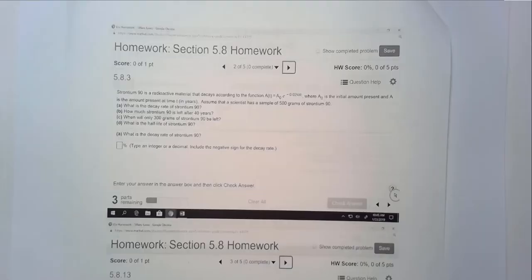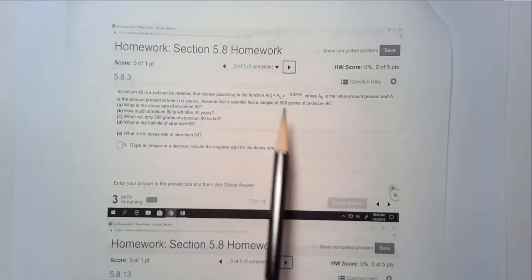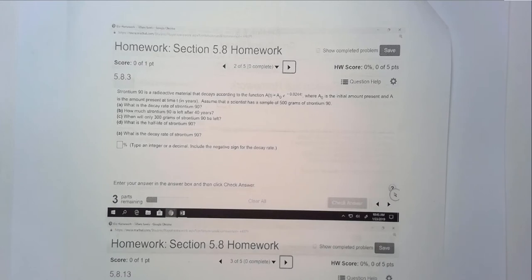All right, next example. Strontium 90 is a radioactive material that decays according to the function A of T is equal to A sub 0 times e to the negative 0.0244 T, where A sub 0 is the initial amount present and A is the amount present at time T in years. Assume that a scientist has a sample of 500 grams of strontium 90. So let's look at the first question.